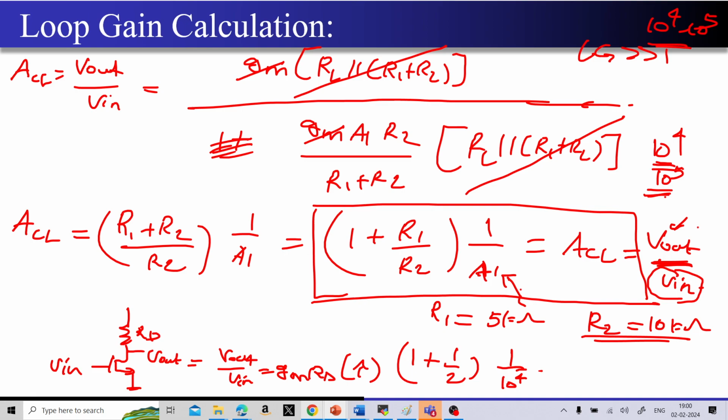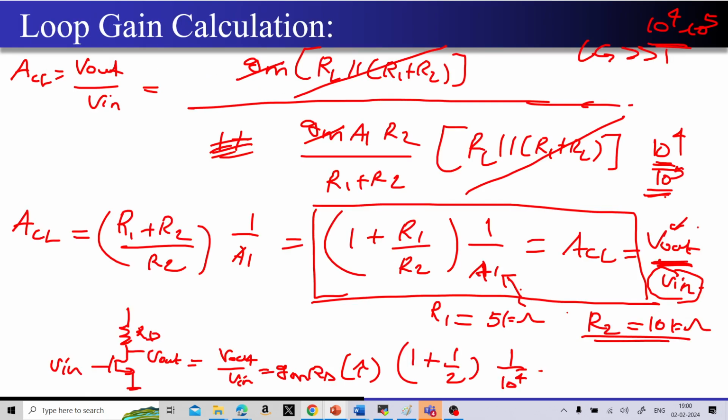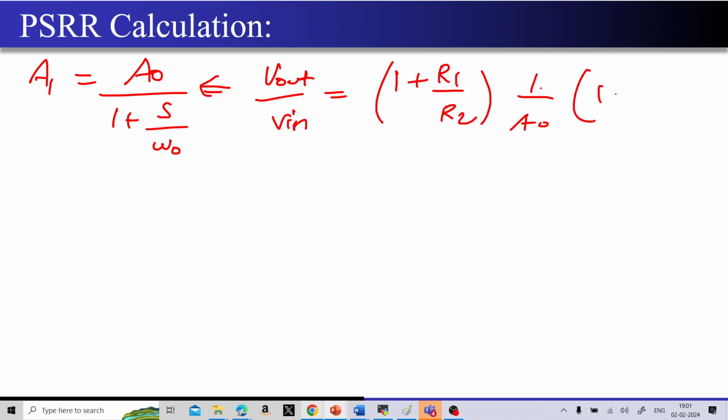Now this is just for the DC that we have seen, right? What we have to check is what happens at the higher frequencies, correct? For the op amp, I can assume this model, right? A1 is equal to A naught upon 1 plus s by omega naught. The same thing that we have seen in the first question, right? Now what if I put this equation in the closed loop expression that I got from here? The A1 is in the denominator, right? So if you put this in, Vout by Vin, the closed loop gain, is 1 plus R1 by R2 into 1 by A naught into 1 plus s by omega naught.